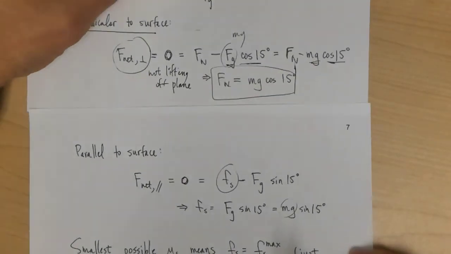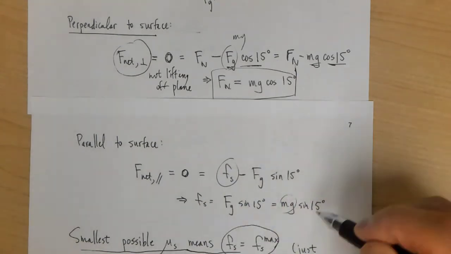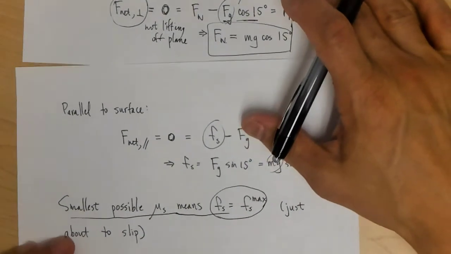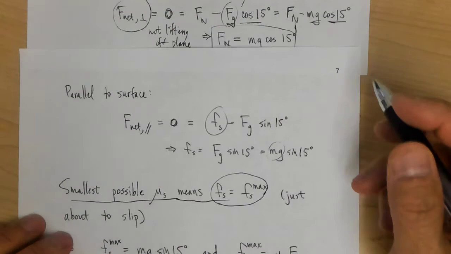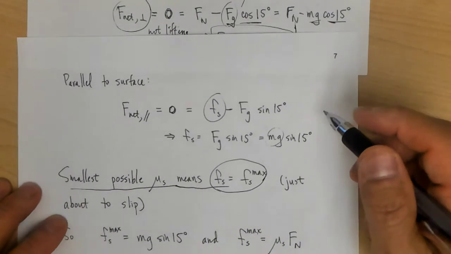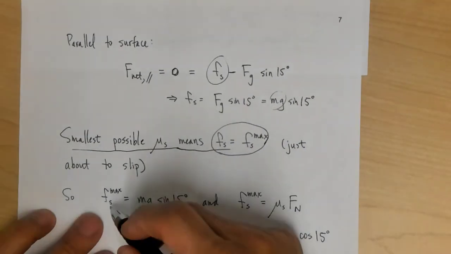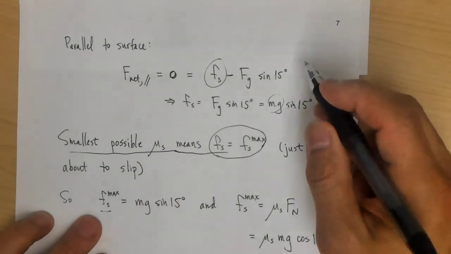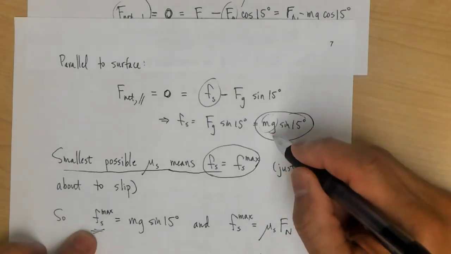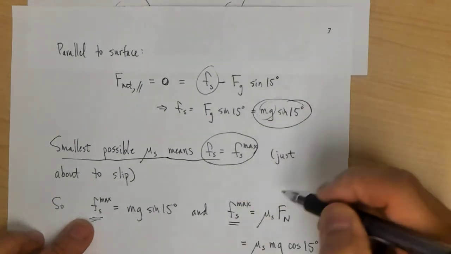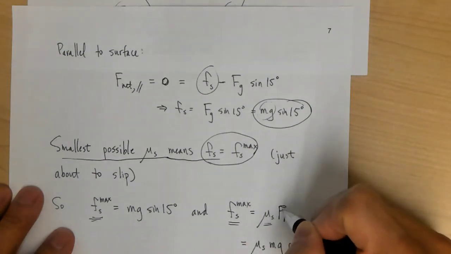Now we use the fact that the smallest possible µs means that the static friction force has reached its maximum value. If µs were any smaller, then the block would slide down the plane. So it's just about to slip, about to start sliding. So we know that Fs maximum must be equal to Fs. We calculate that Fs is mg sine of 15. But we also have the definition that Fs maximum is µs times Fn.